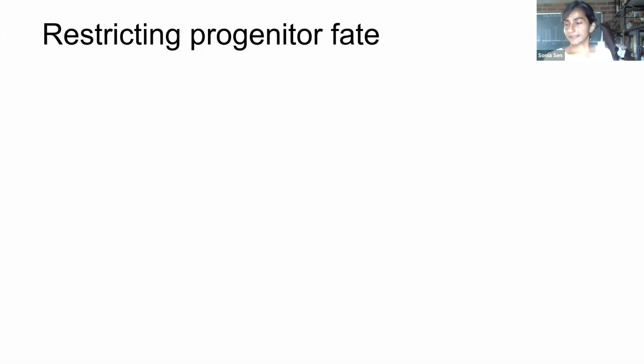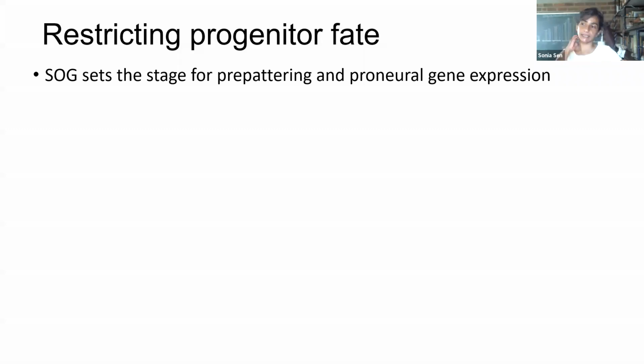Okay, so this is a really, I keep having to refresh my memory about this because it's kind of tricky, and you'll see what I mean by that. Remember I told you that short gastrulation specifies neurectoderm, and now what that also does is it sets up the stage for proneural gene expression. Now, proneural genes are those genes that are responsible for neurogenic fate. And so what you need to do when you're restricting progenitor fate is you need to restrict the domain of expression of these proneural genes.